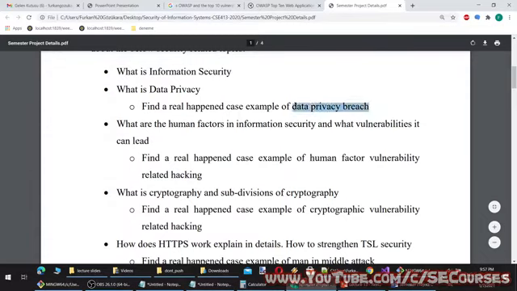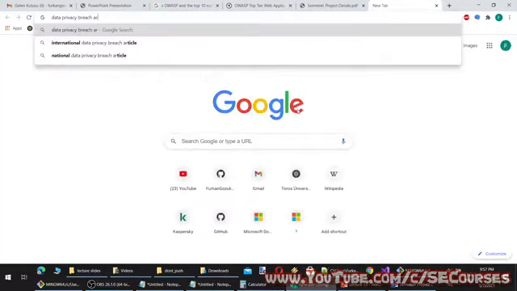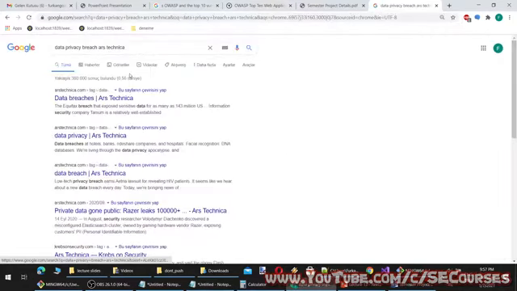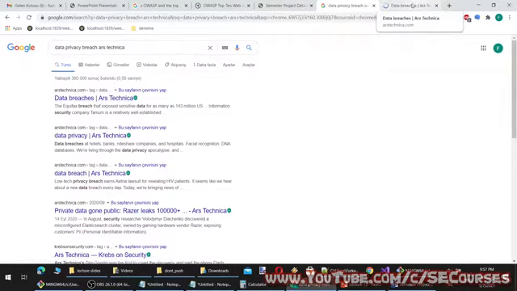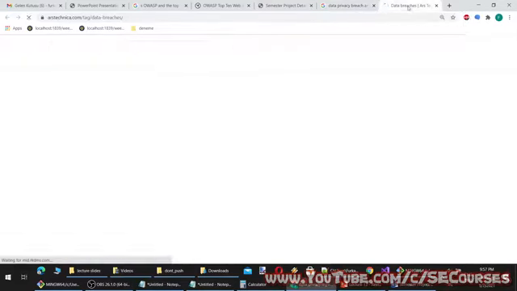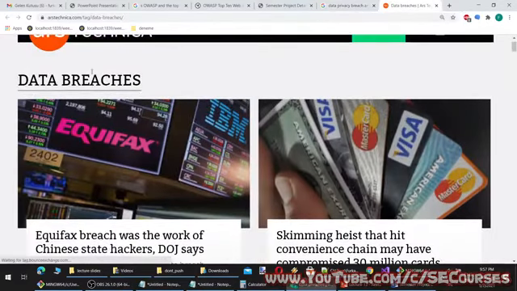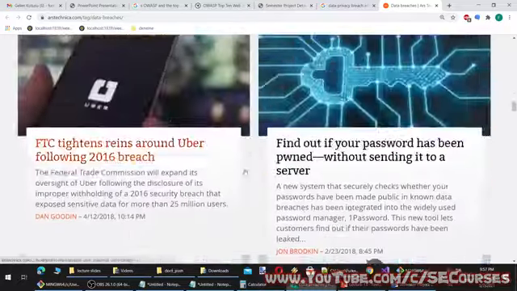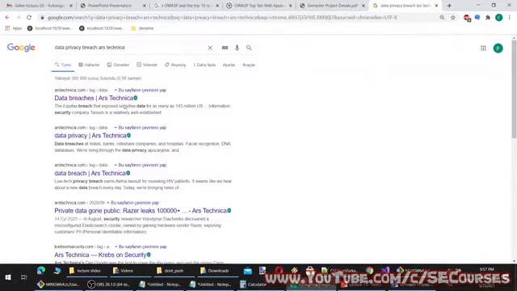For example, what do we mean by real example? Ars Technica is a very good website for finding such event, finding news about such events. For example, you see they have a tag as data breaches, and there are so many articles. You can use them. Okay.